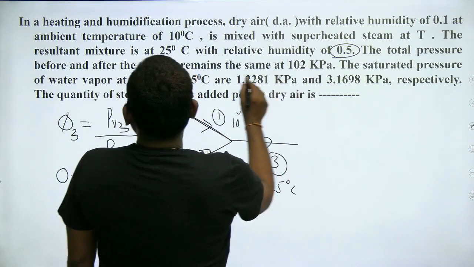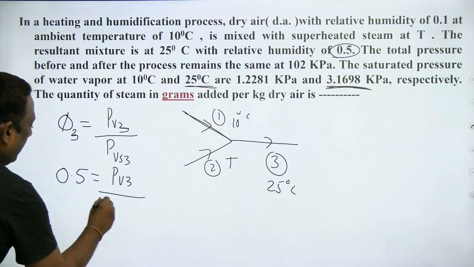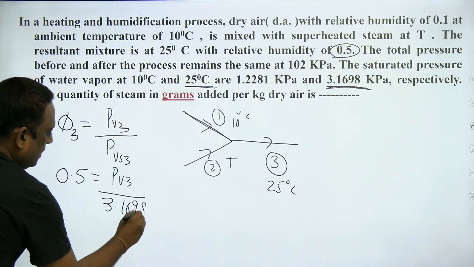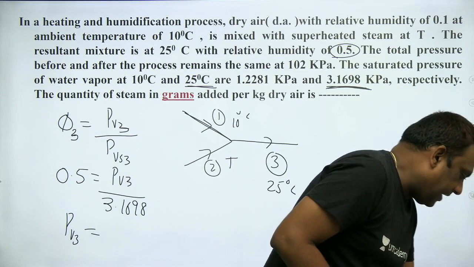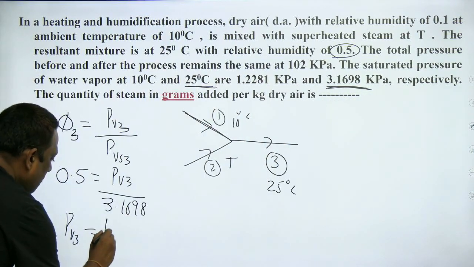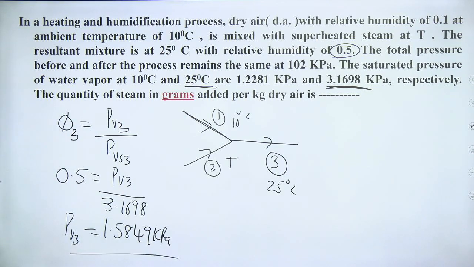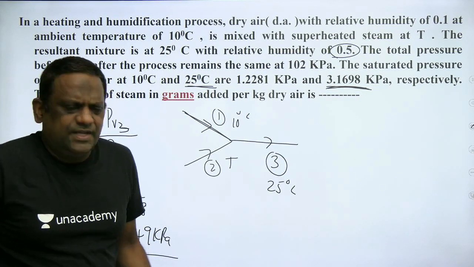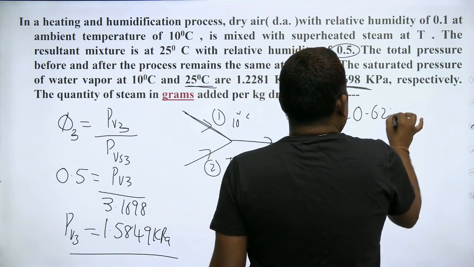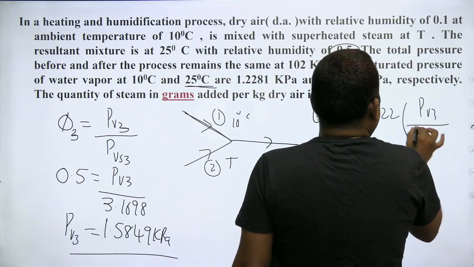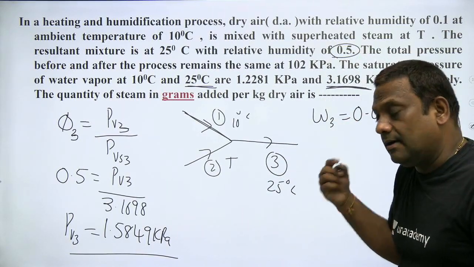So at 25 degrees centigrade, what is the saturation pressure? 3.1698. From here I can calculate PV3. If I calculate that, I am getting 1.5849 kilopascal. Excellent. This is PV3. Now the rest is very simple. Omega 3. What is omega 3? 0.622 PV3 by P total minus PV3. All these equations I have given in my earlier classes.